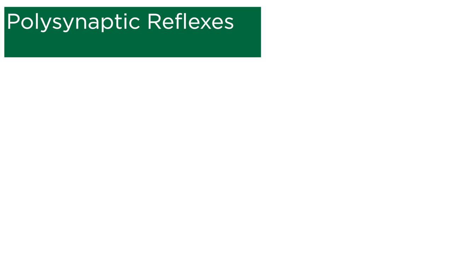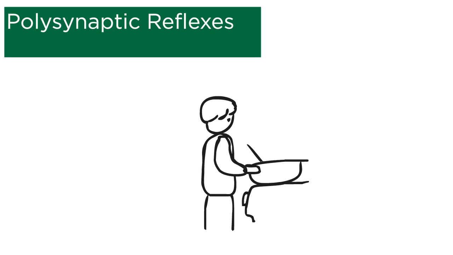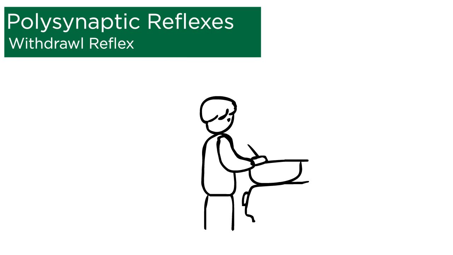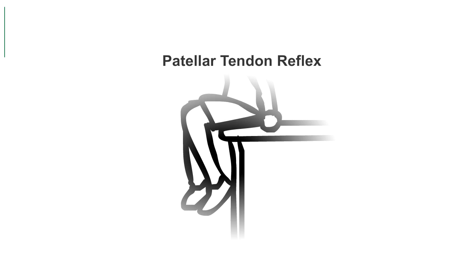The next topic we're going to discuss is the polysynaptic reflex. A very common example is the withdrawal reflex. We will apply the withdrawal reflex to the act of touching a hot stove with your hand. Imagine you are cooking pasta and boiling water. You accidentally touch the hot element with your hand. What do you do? You immediately pull your hand away without even thinking.